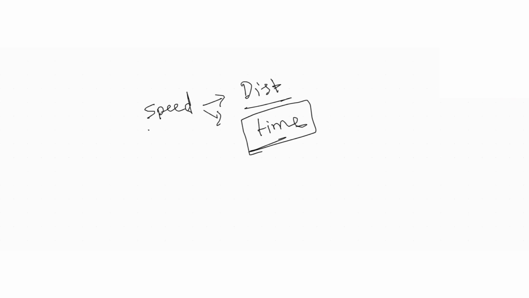What is speed? Speed is, well, I know, distance over time. Correct. This is distance over time. Now, what is time? Time is measured in seconds. Yeah, in seconds, minutes, or something.